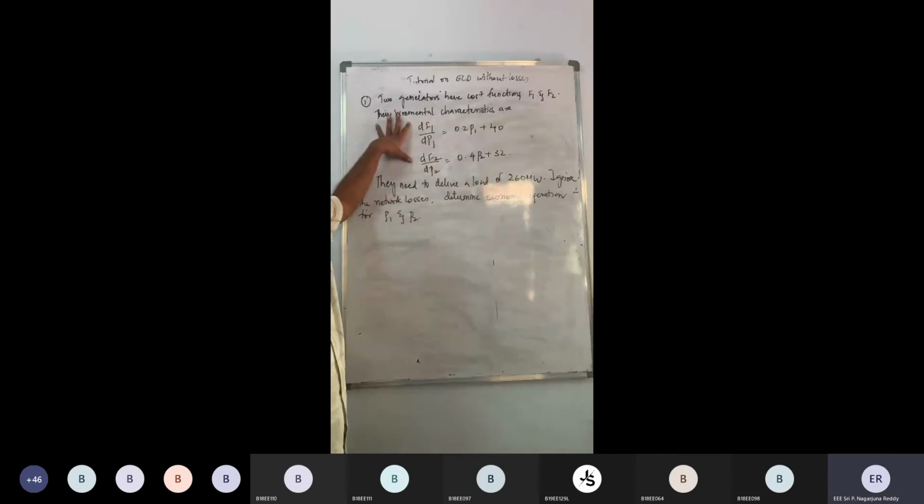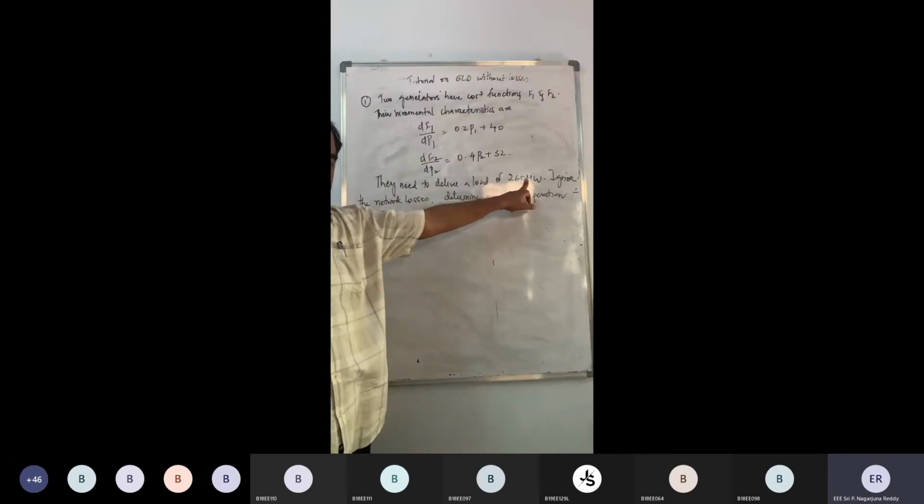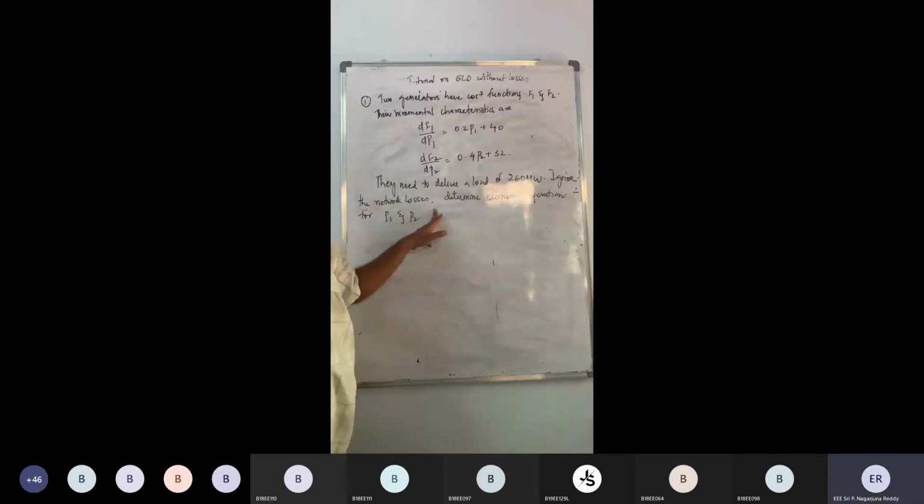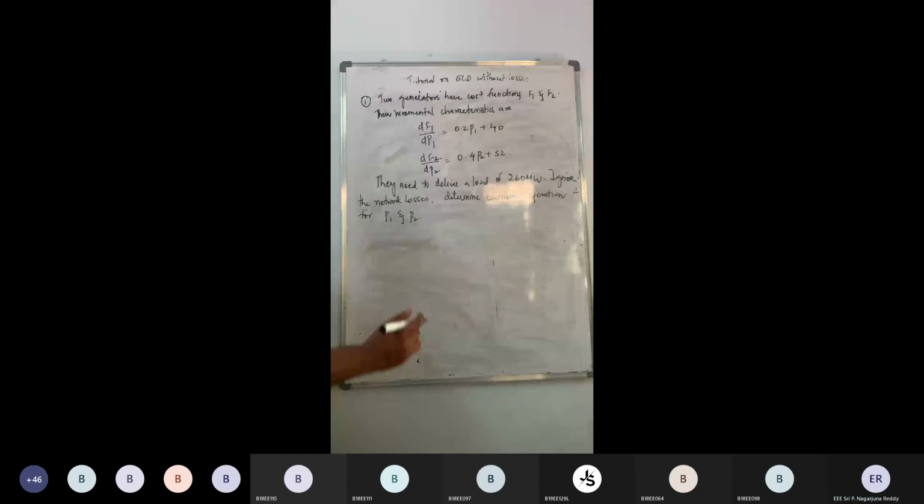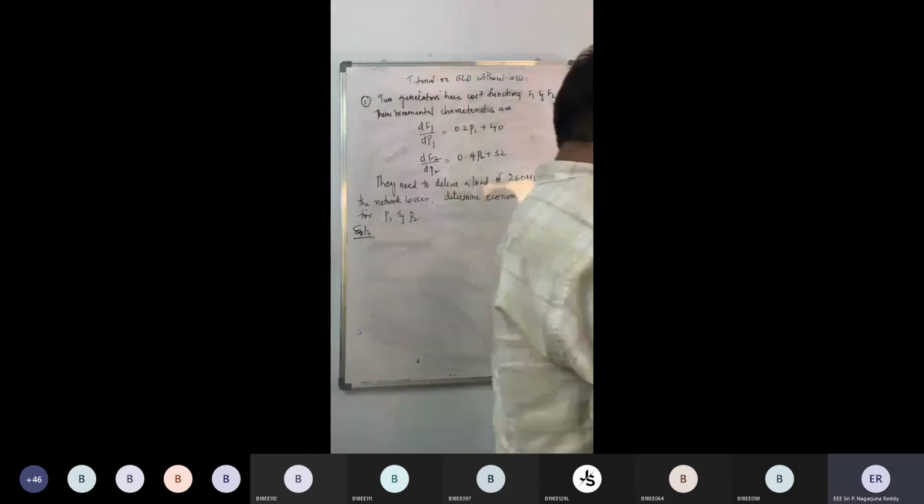So I hope you have understood that. He has directly given you the incremental cost. We need not derive it again and again. Two generators having cost functions F1 and F2, their incremental characteristics are directly given for us. They need to deliver a load of 260 megawatts. Ignoring the network losses, using economic operation, determine P1 and P2. Let's see how many of you are going to crack this problem within 30 seconds.